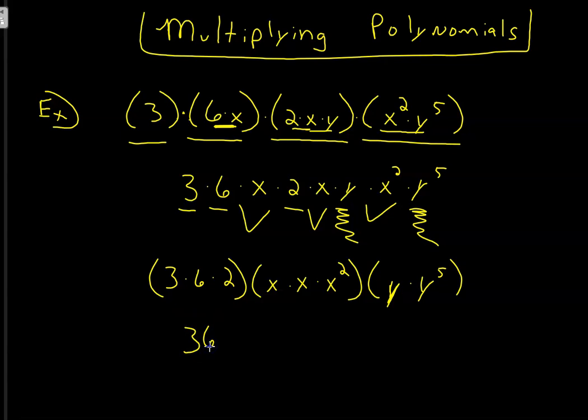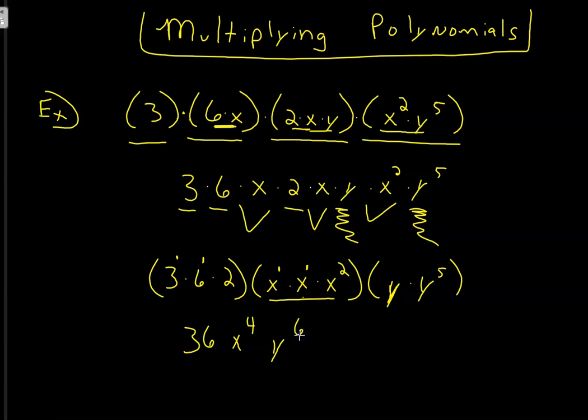And then x times x times x to the second. So that's x to the fourth. The reason why is this x has a power of 1, and that x has a power of 1. So 1 plus 1 plus 2 is 4. When there's no exponent on it, it has a power of 1. So for that matter, 3 has a power of 1, the 6 has a power of 1, and so forth. But anyway, so this is x to the fourth. And the last one is y to the first times y to the fifth, which is y to the sixth.